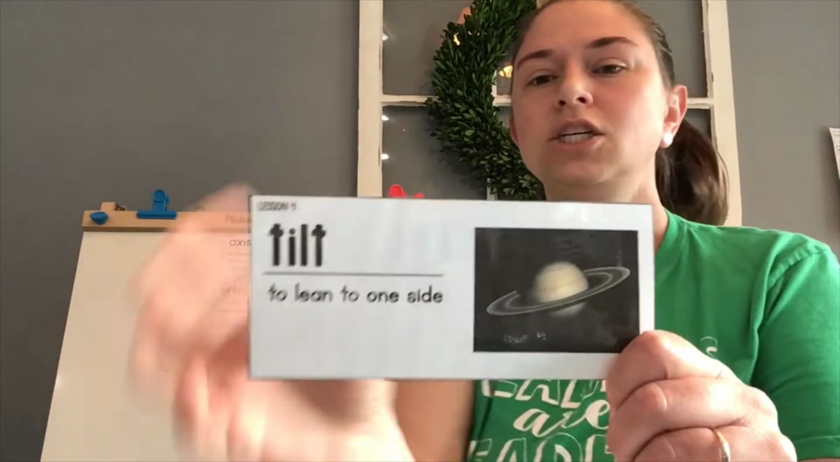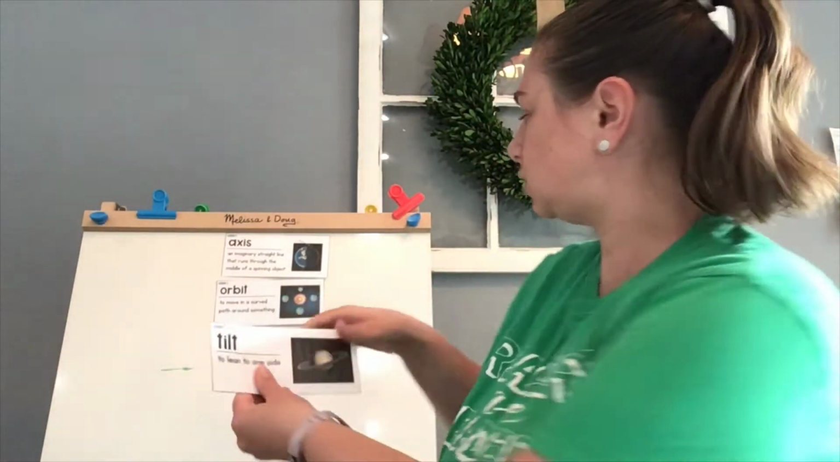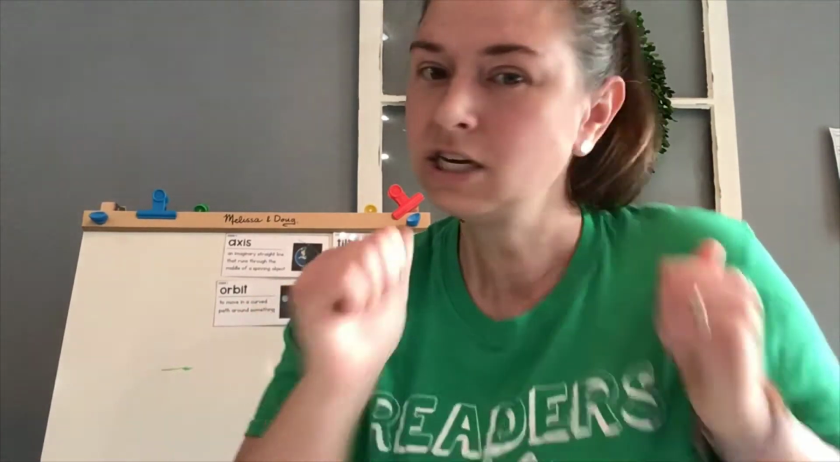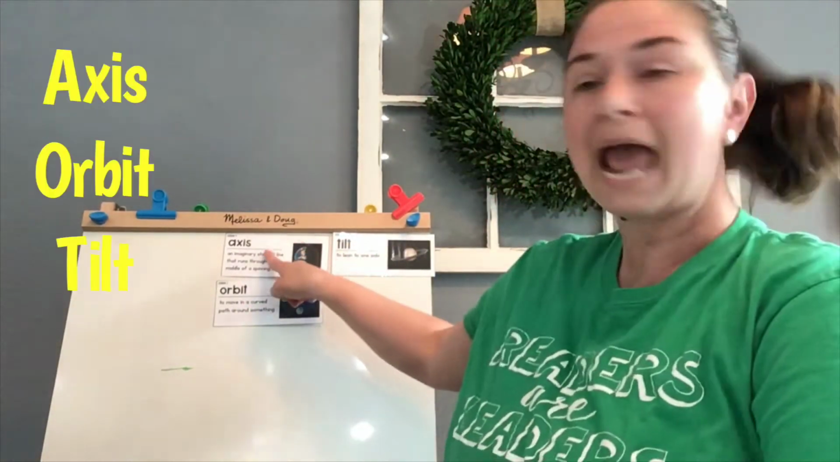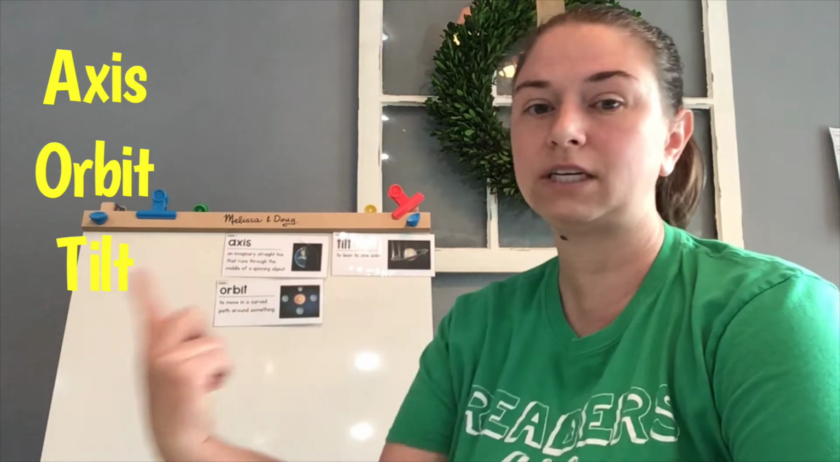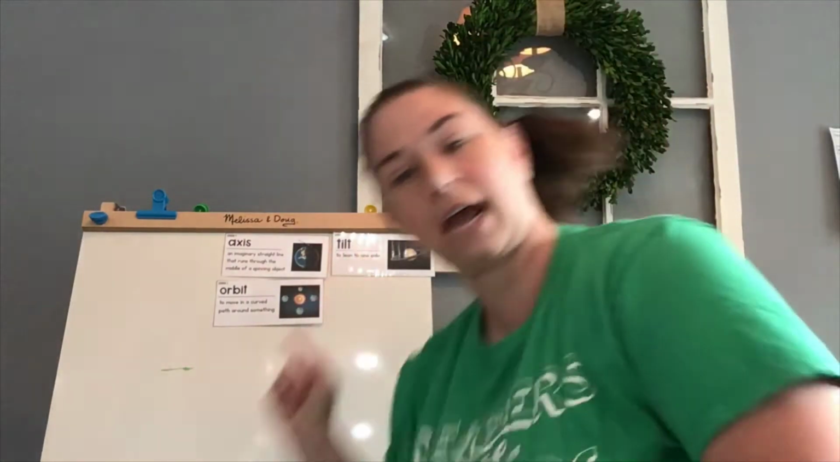Tilt. Good. So it shows Saturn, but we are going to take our Earth on its axis, and really it's not straight. The Earth is not having great posture. It tilts as it orbits. Tilts, tilts, tilts. And then it can tilt towards the sun as it orbits, or it can tilt away from the sun as it orbits. It just depends upon where you are on Earth. Great! So those are our 3 vocabulary words for this week. Axis, the imaginary line. Orbit, I am rotating in a curved path around something. And tilt, I lean to one side.